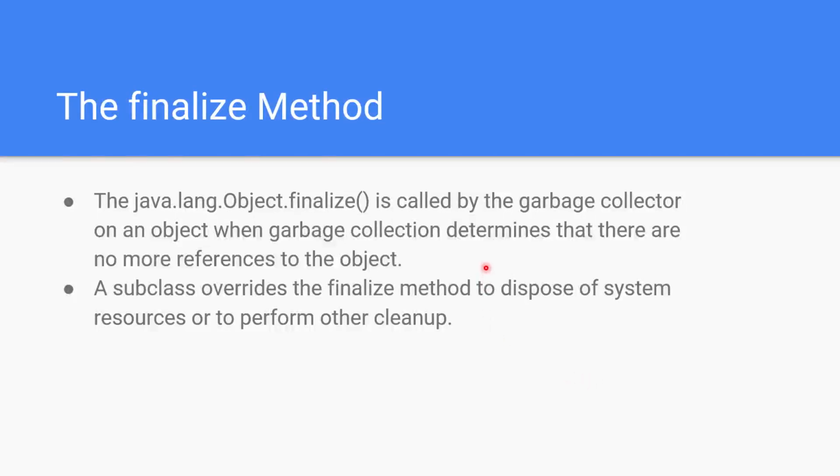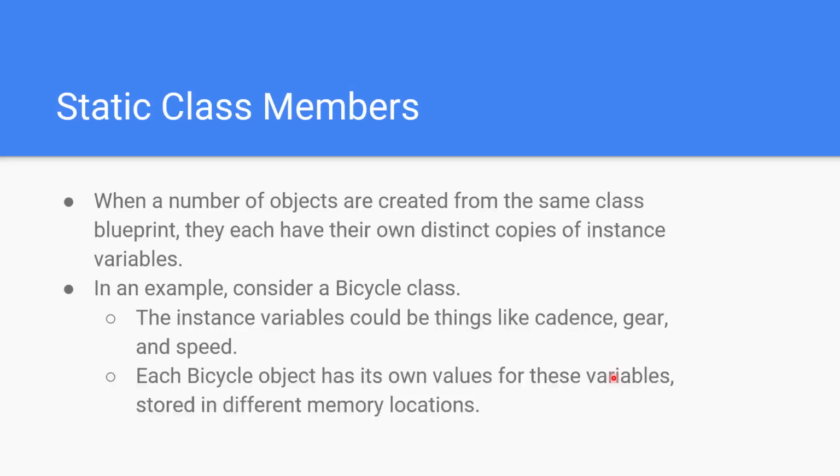The finalize method is called by the garbage collector when garbage collection determines that there are no longer references from the stack pointing to the object in the heap, and a subclass overrides the finalize method to dispose of system resources or to perform other cleanup as well.